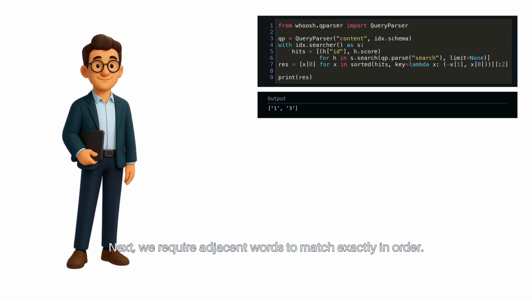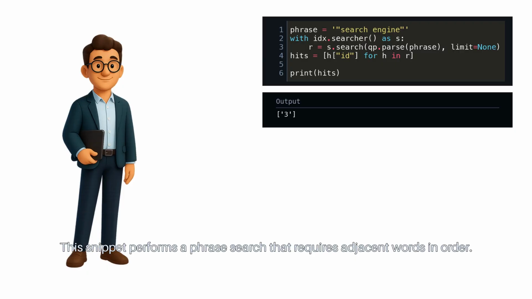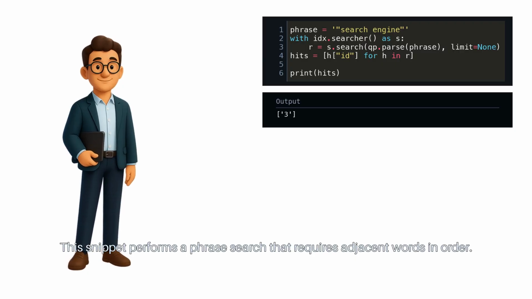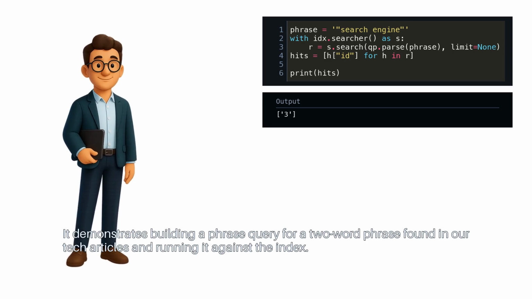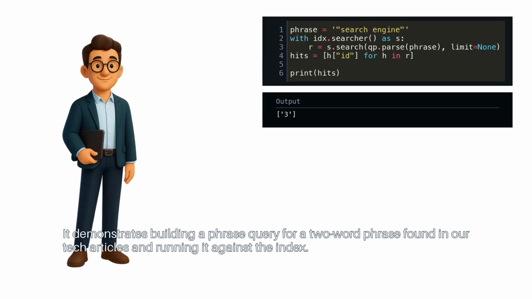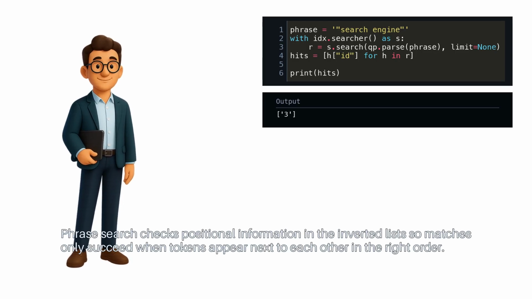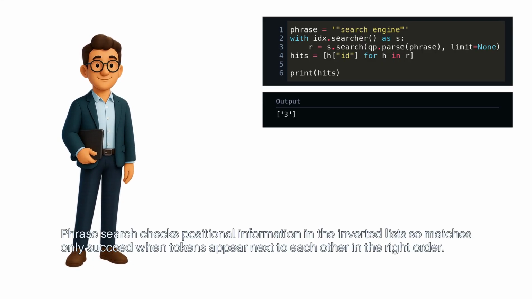Next, we require adjacent words to match exactly in order. This snippet performs a phrase search that requires adjacent words in order. It demonstrates building a phrase query for a two-word phrase found in our tech articles and running it against the index. Phrase search checks positional information in the inverted lists, so matches only succeed when tokens appear next to each other in the right order.